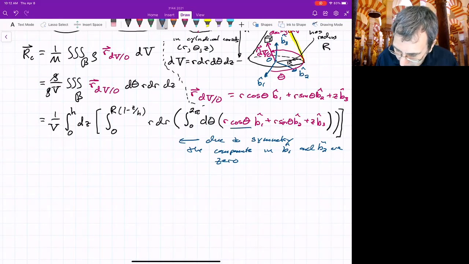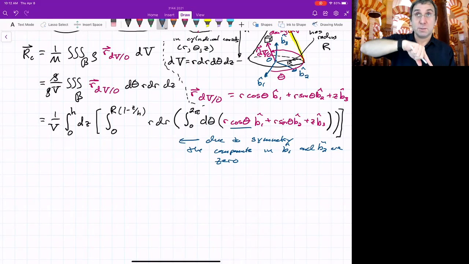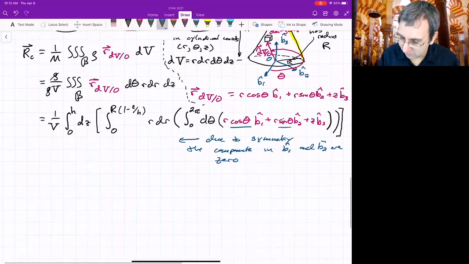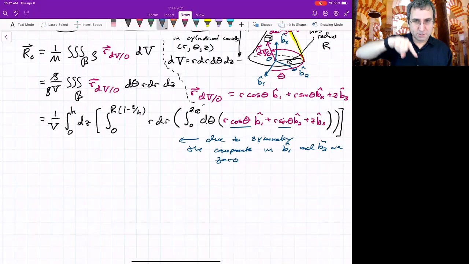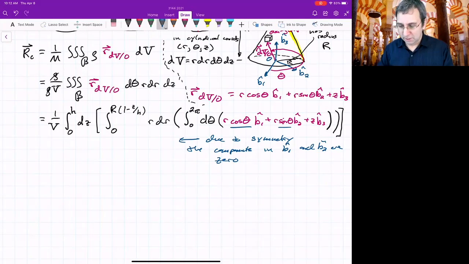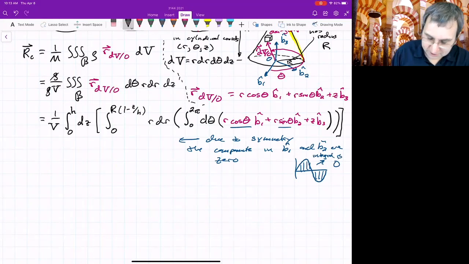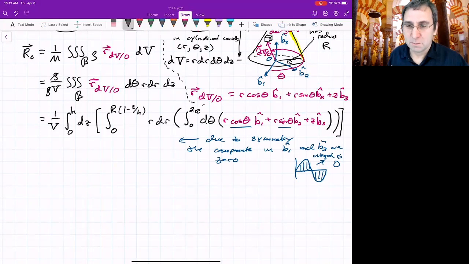What's the integral of cosine theta from 0 to 2 pi? Well, you have just as much area above 0 as below 0. So it goes away. 0, okay. What about sine theta? Same thing. Just as much area above as below. Sine is positive here, negative there. So this integral is 0. Okay, so that means we're only left with a B3 component. So we could write what's left.